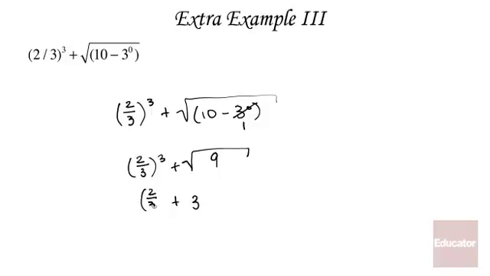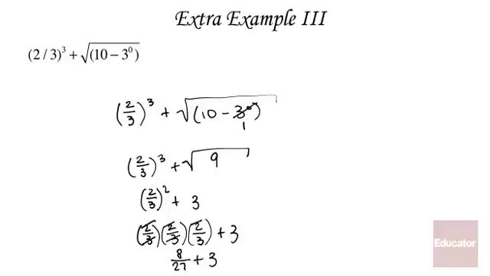And now I can work with the exponent. This means 2 over 3 times 2 over 3 times 2 over 3. And it's going to be added with 3. 2 times 2 is 4. 4 times 2 is 8. 3 times 3 is 9. And 9 times 3 is 27, plus 3. And this is easy. We have the whole number and the fraction. You can just put it together. 3 and 8 over 27.